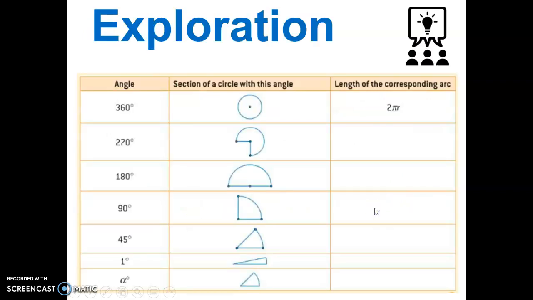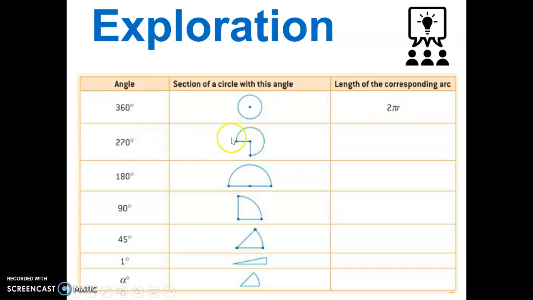Okay, let's do a little exploration into the same idea. Here we have a full circle. It says 360 degrees, and the length of the corresponding arc is 2 pi r. That means, in this case, with 360 degrees, we have the whole circumference. So when it talks about this arc, it means the whole circumference. And that is the formula for finding the circumference of a circle, 2 pi r.